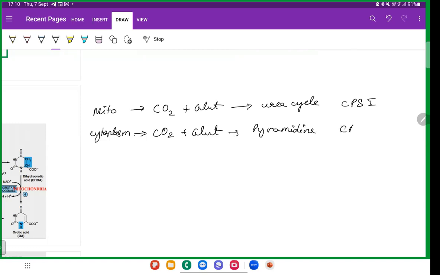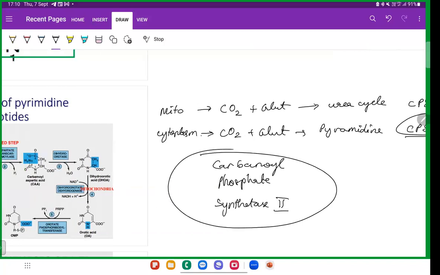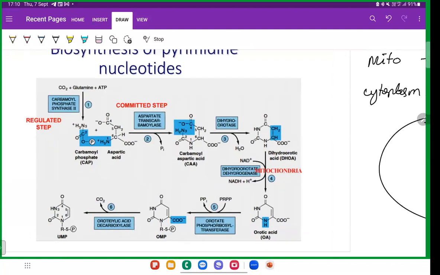Okay, this is your CPS2 presence. So what is CPS? CPS is nothing but your carbamyl phosphate synthetase 2. Okay, that is the one that is going to play an important role in the formation of your pyrimidine. So now listen to me carefully. In the biosynthesis of pyrimidine, first what happens? CO2, glutamine and ATP in the presence of carbamyl phosphate synthetase 2.